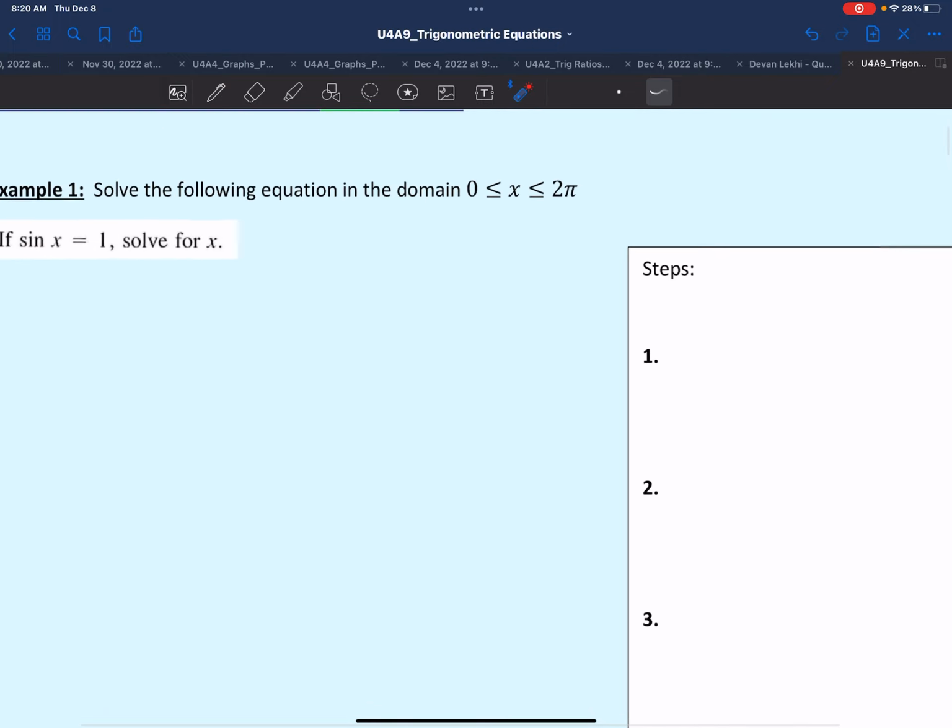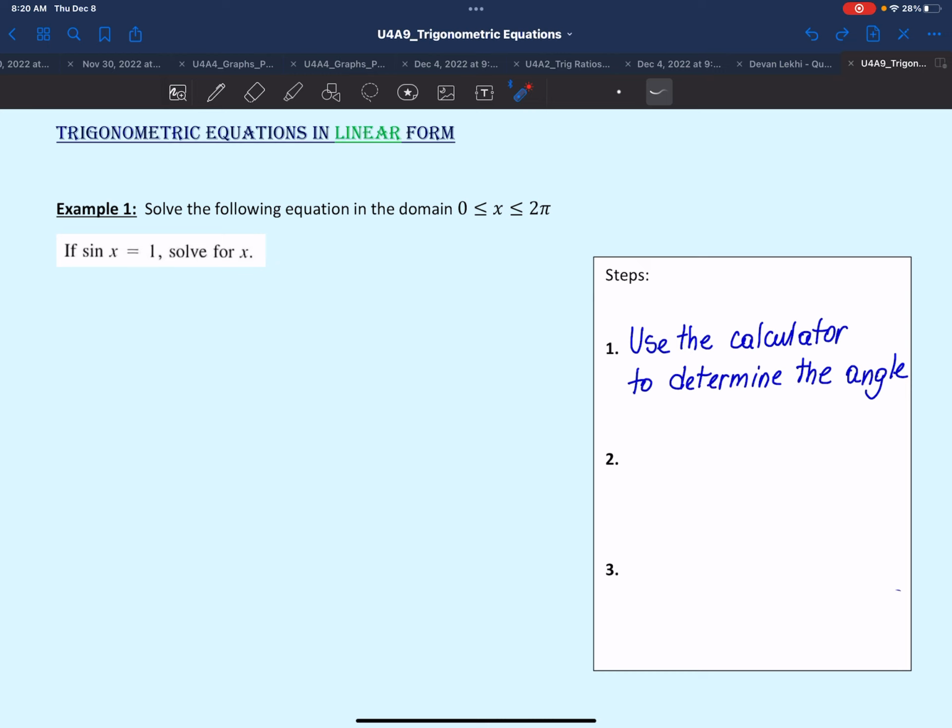Step number 1 to solving this equation would be to use the calculator to determine the angle. So we have x equals inverse sine, and by now we should know how to use the calculator to access the inverse of sine or the arc sine option or function. For this we use either the second function or shift first, depending on how your calculator displays it. And then we press the sine function. Once you've done that, you type in the value of the sine ratio, which in our case is 1.